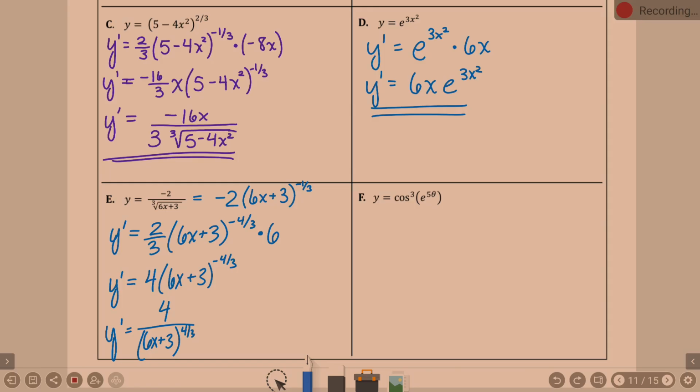So yeah, 2/3 times 6 ended up being 12/3 or 4. And then I have that 6x plus 3 to the negative 4/3. So it can go down the denominator as a 4/3 power, or it could go down there as the cube root of 6x plus 3 to the power of 4. And like I'm always going to say, understand both. Both are equally good. You just have to be able to understand both.